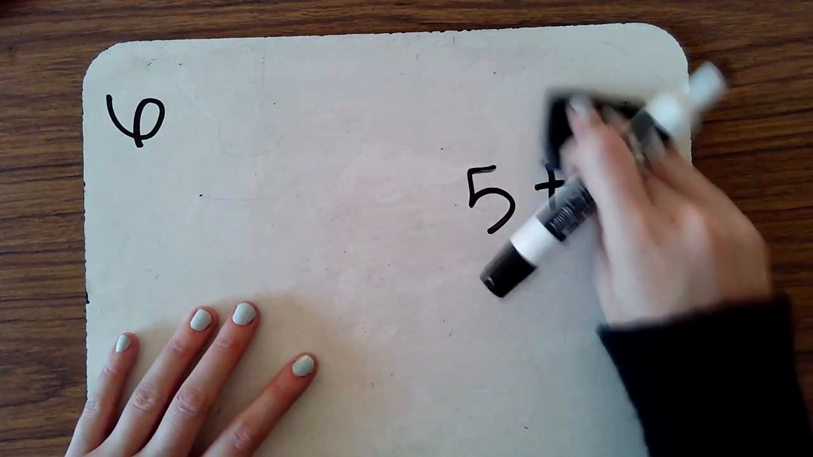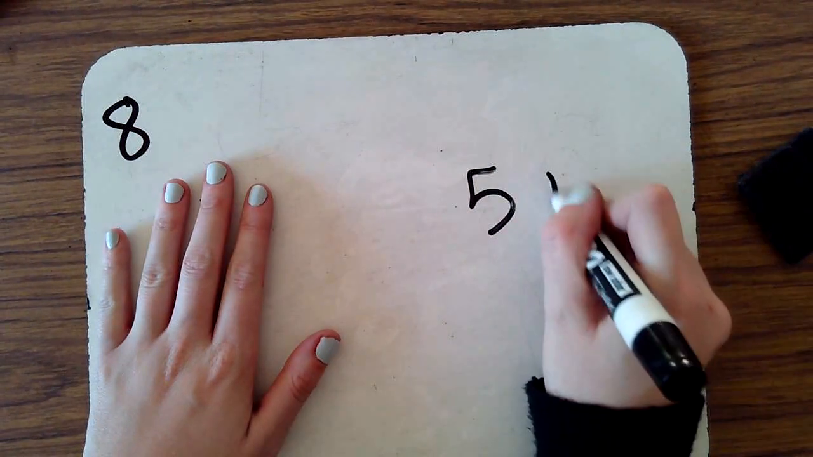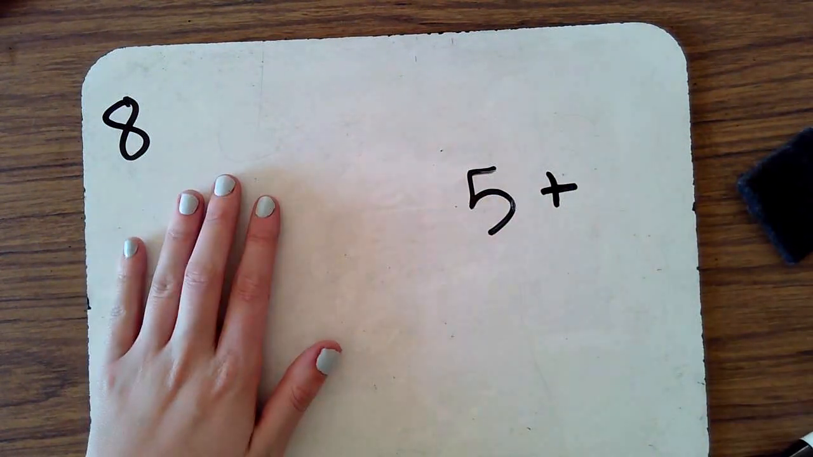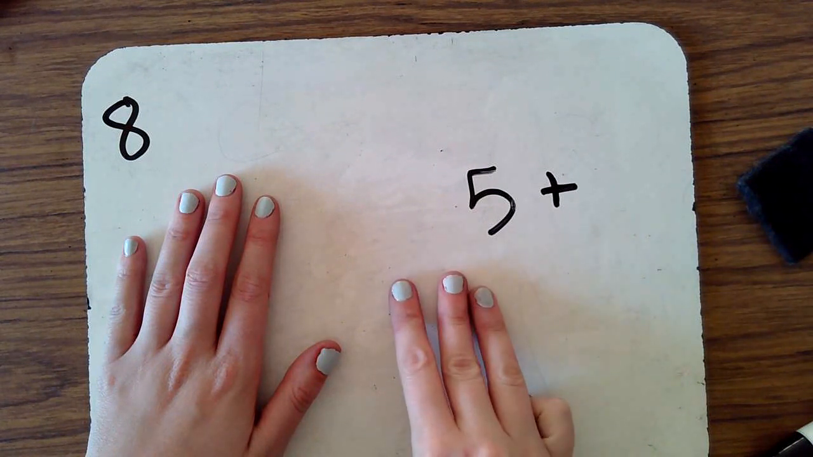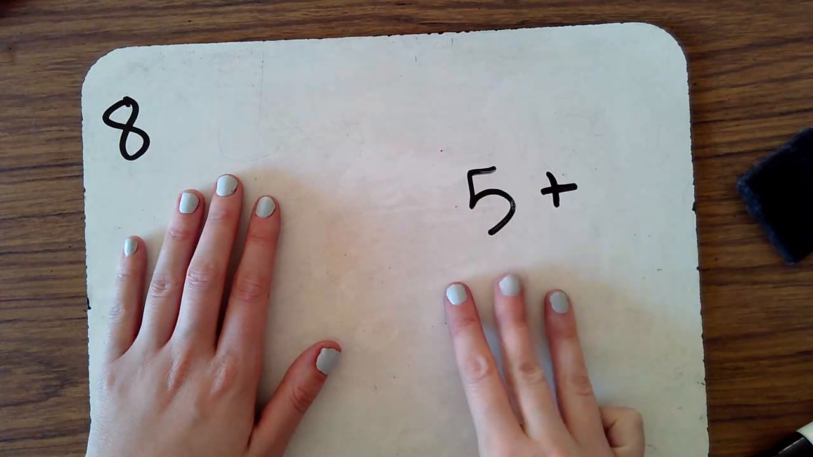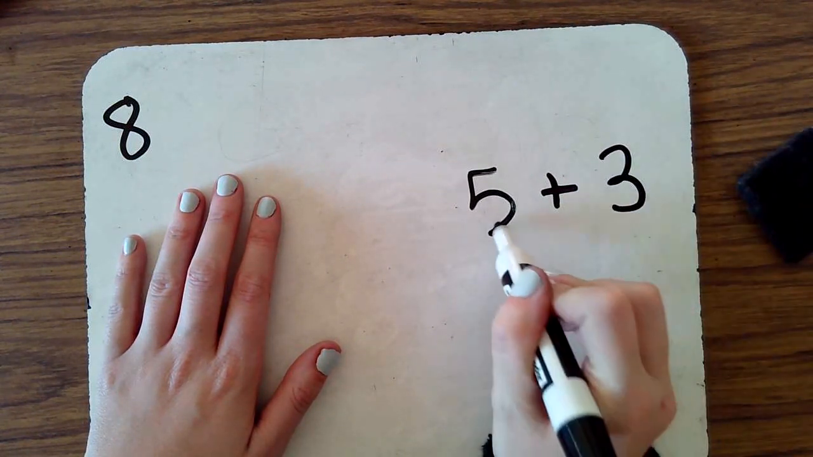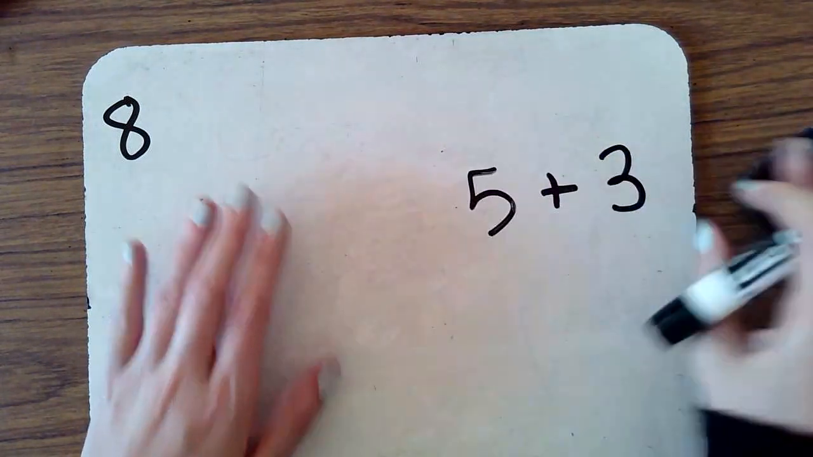Let's do one more using our fingers. Let's try the number 8. I start with my 5 group, and I'm going to count up until I get to the number 8. 5, 6, 7, 8. How many fingers did I add to my 5 group? 3. Good work. So 5 plus 3 equals 8. You got it.